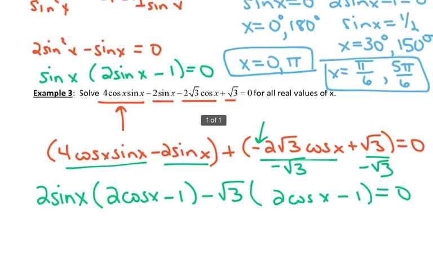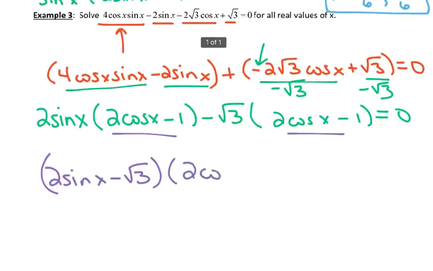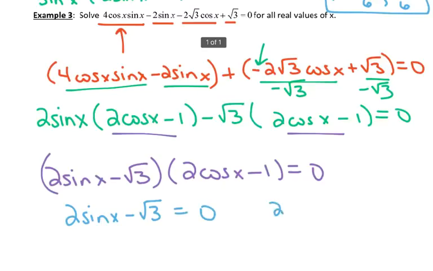Factor by grouping only works if when you're done factoring the groups, these are the same. We're doing the distributive property backward. So one of my factors is going to be 2 sine x minus the square root of 3, and the other factor is going to be 2 cosine x minus 1. And now I'm ready for the zero product property. So I'm going to set the first factor equal to 0, and then I'm going to set the second factor equal to 0. And we'll talk about what it means for all real values of x in a moment.